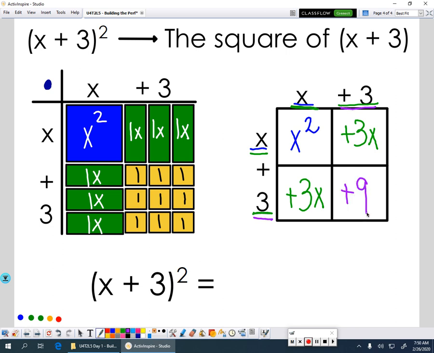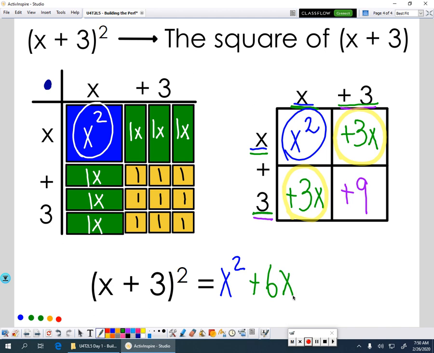Now let's combine everything together and see what we got. I have an x squared here, and if I look over here on the left, that's this x squared right there. I'm going to look at all my x's now. Remember, these two are going to combine together because they're like terms. I have 3x and 3x. 3x plus 3x is 6x.